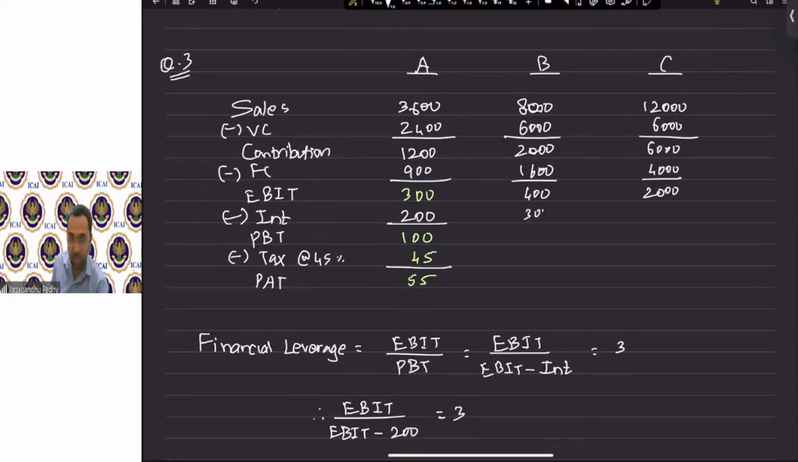Interest is 300 and 1,000. We get profit before tax of 100 and profit before tax of 1,000. Tax at the rate of 45%. So this is 55 and here it is 450. Profit after tax is 550. Okay, so we're getting these numbers. Let's verify, guys. Are you all getting this for B and C?